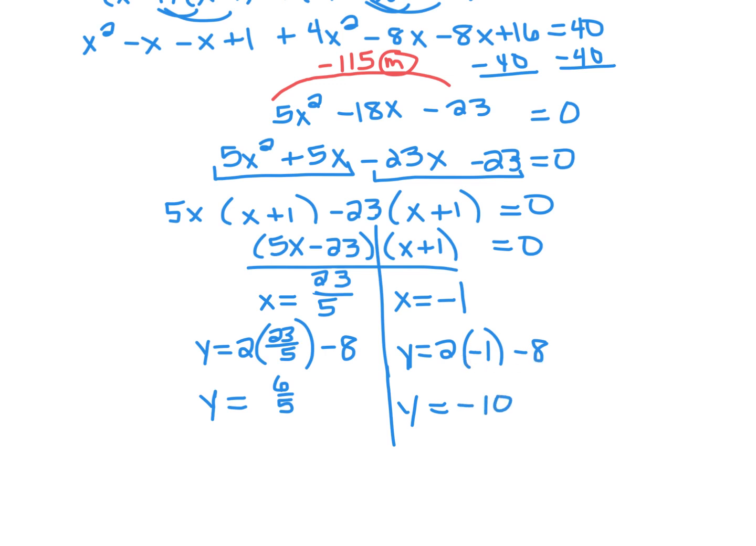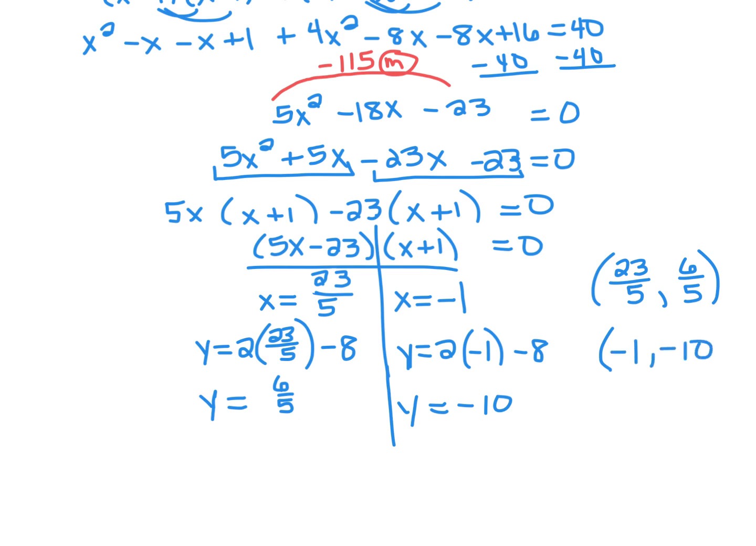Now, the only thing we have to do is write our answers as coordinates. I'm going to do that off to the side here. The first coordinate, remember, goes x, comma, y. So the first coordinate would be 23/5, that's our x value, comma, 6/5, that's our y value. And then our other coordinate would be right here, -1, -10.